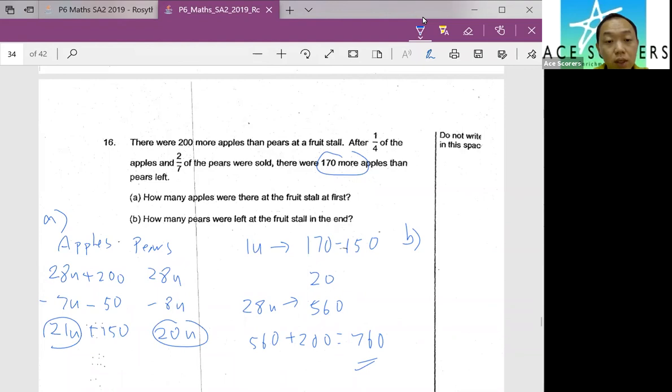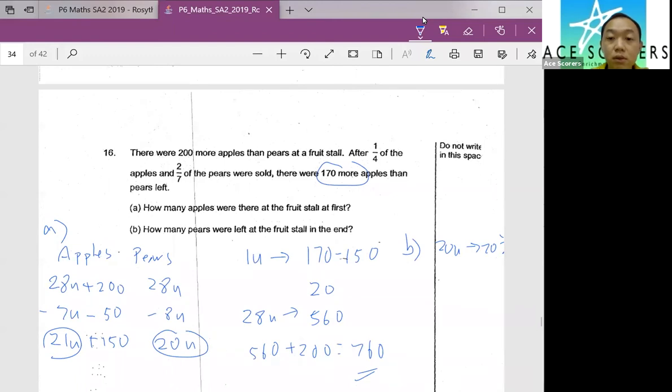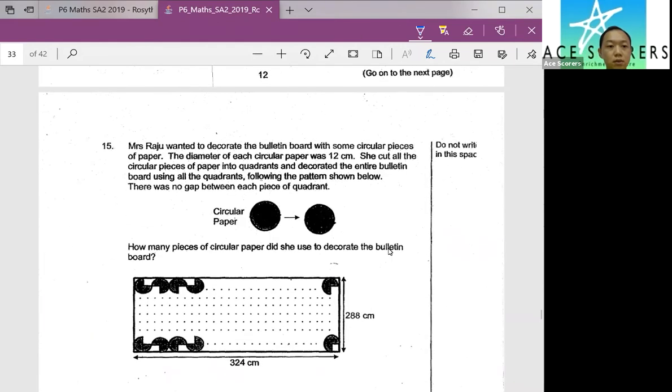So 1 unit is 20. So 20 units equals 20 times 20. Oops, 20 more 20. So I get 400. Okay, so that is question 16. Thanks. Okay.